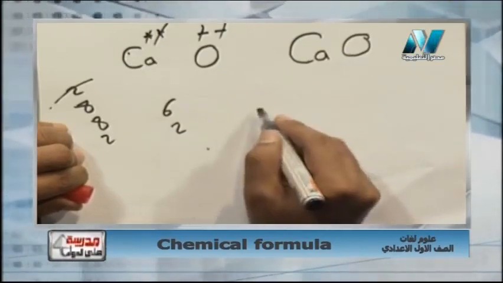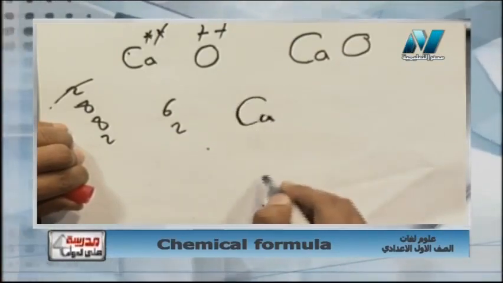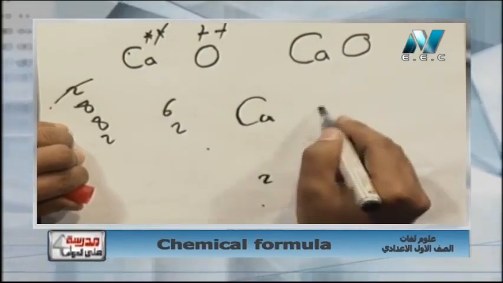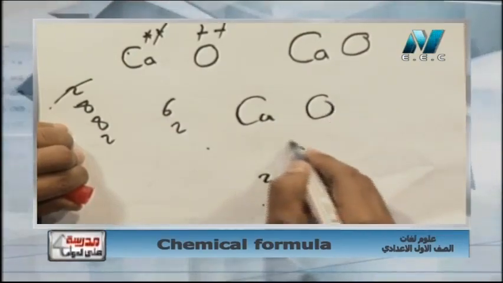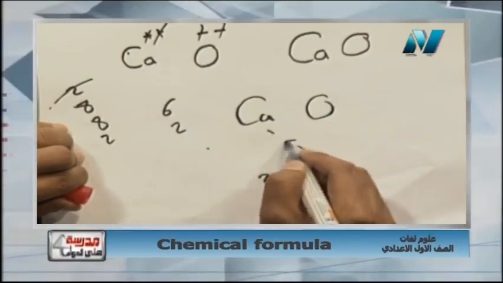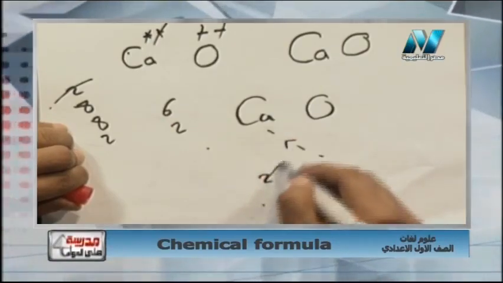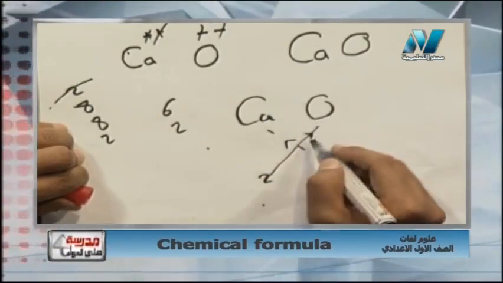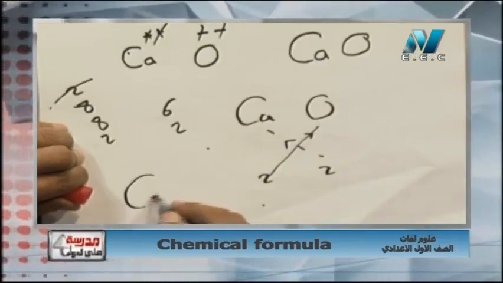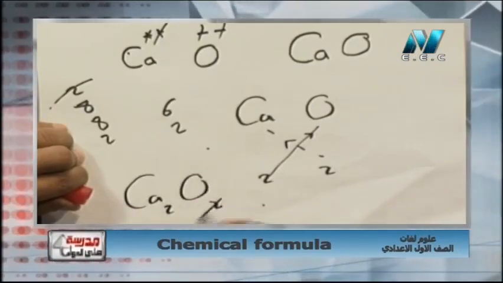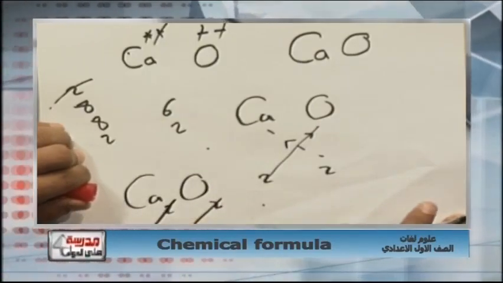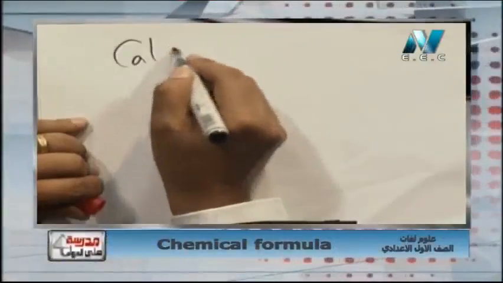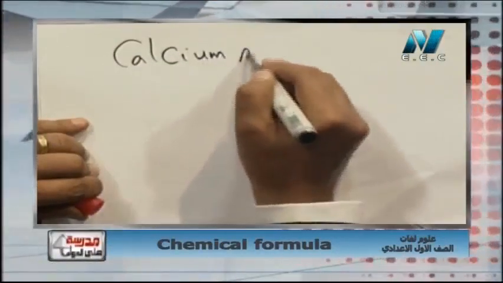In another way, calcium valency is di, oxygen valency is di. So this 2 will be under oxygen and this 2 under calcium, so it will be Ca2O2. 2 cancels 2, so it will be CaO. Another one: calcium nitrate.